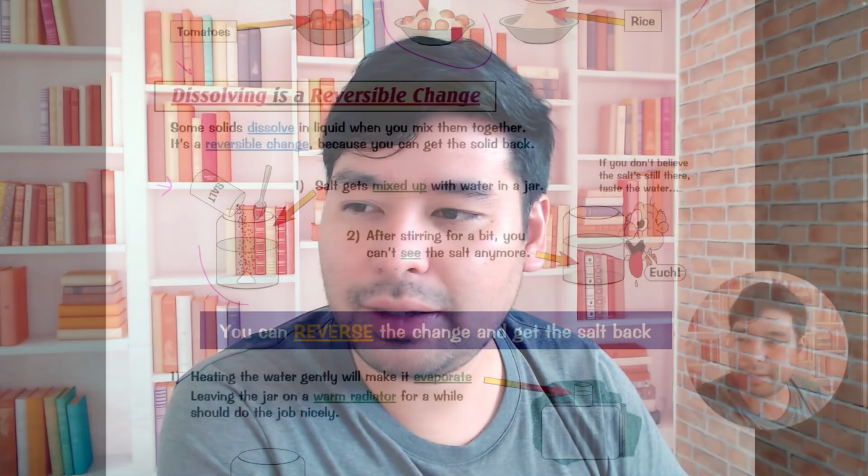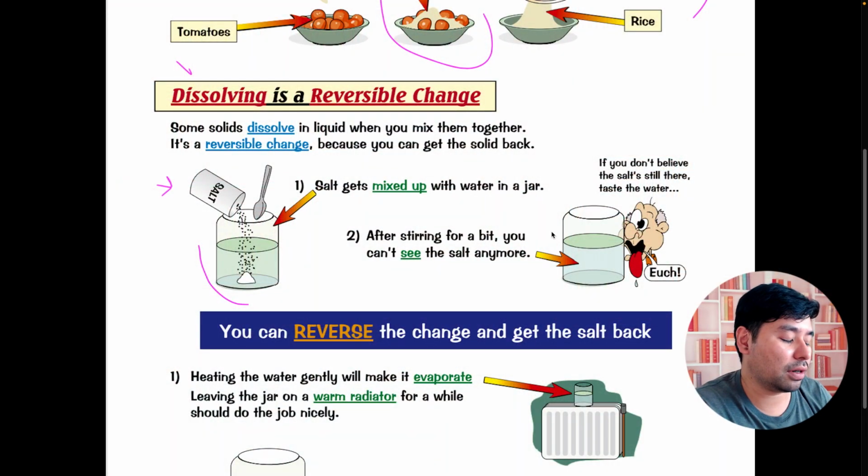Stirring is the action of doing this movement. You get a spoon maybe, and then you mix the liquid. No problem. Are you getting it? So let's continue. These are the two processes, and then we have a little information here.